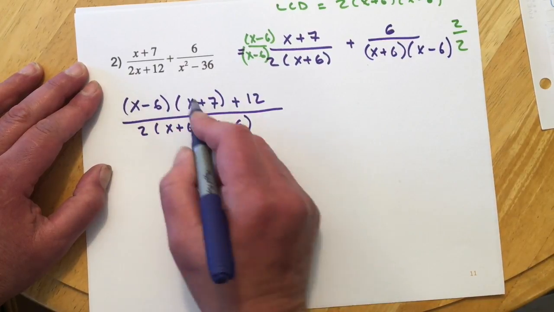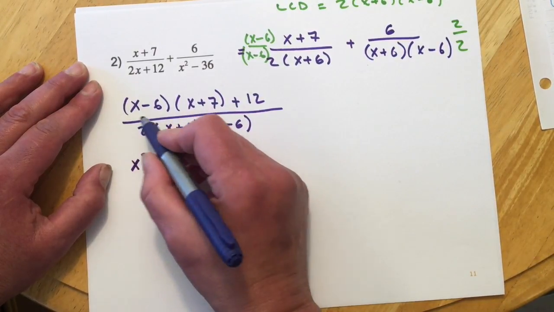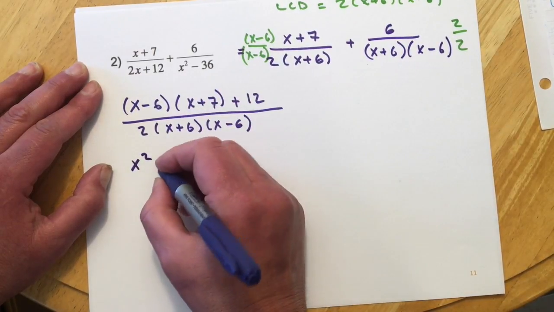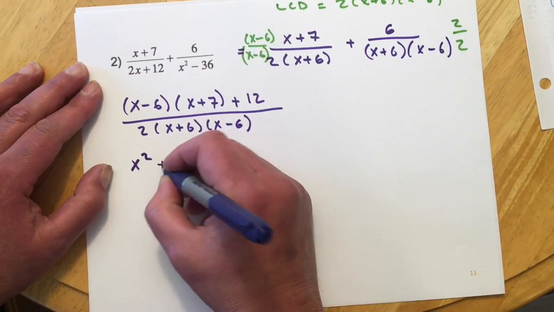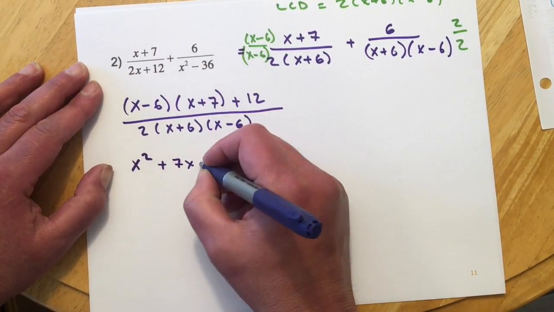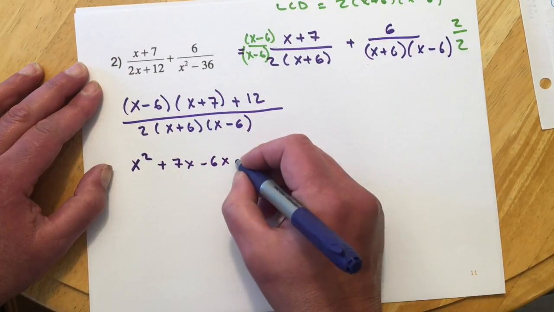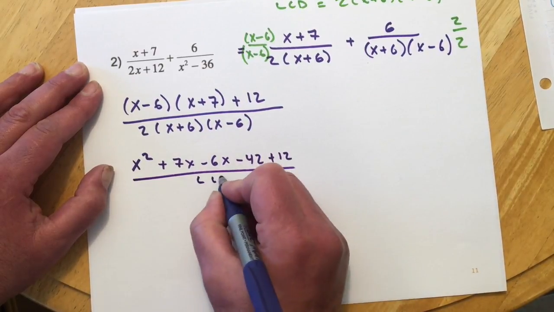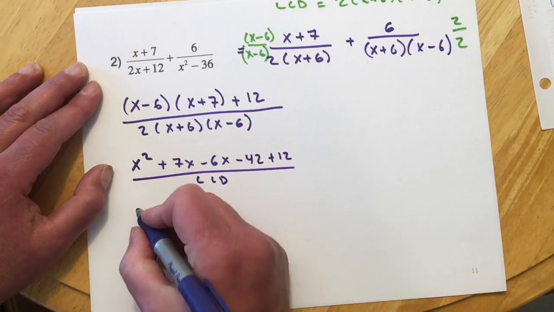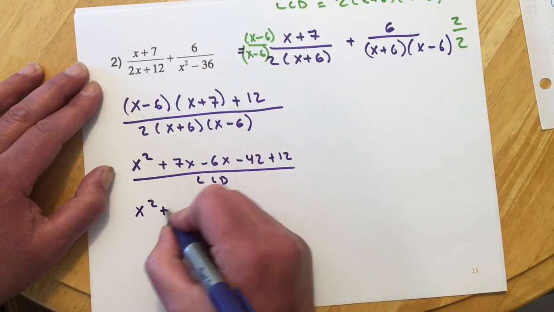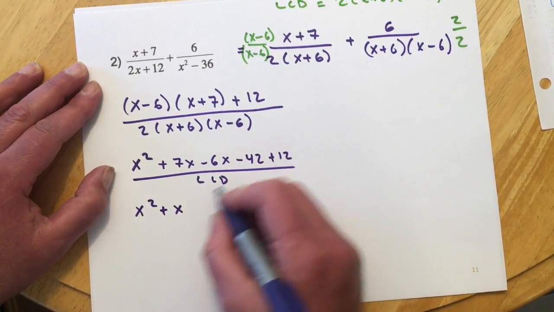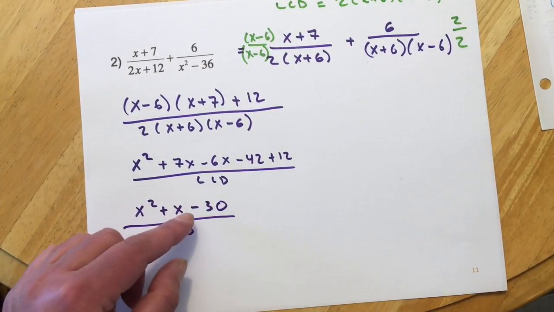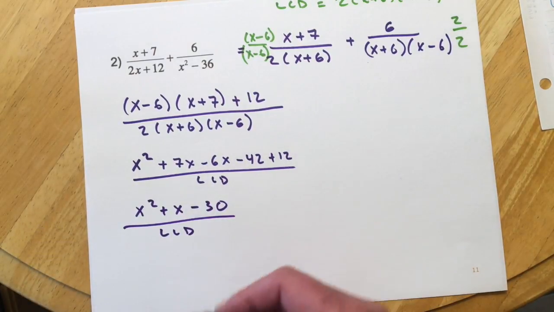Here we'll FOIL, so x times x is x squared. I think for the sake of space, I'm going to say x times 7, that'd be 7x, and then minus 6x is going to be, actually, I'll just write it out because we need one more line anyhow. 7x minus 6x, that would be a minus 42 on the end, and then plus 12. And now I'll just do LCD, collecting my like terms and writing in descending order. Down 42, up 12 is going to be minus 30, over the LCD. And then I can factor that numerator, so that means it's probably going to reduce.